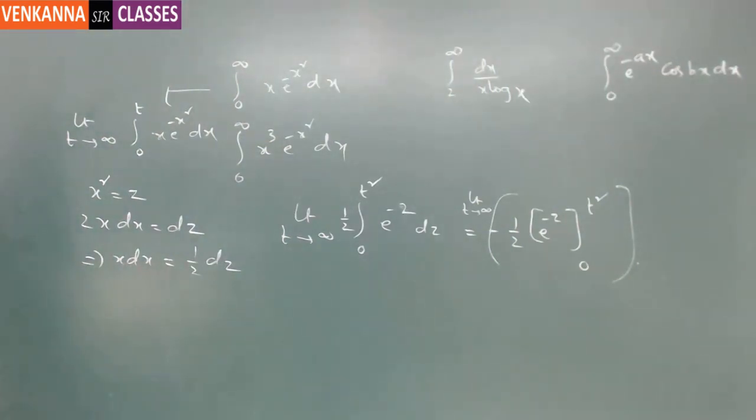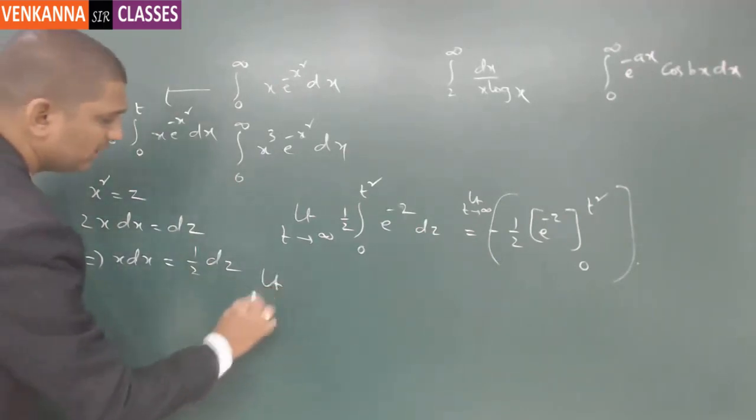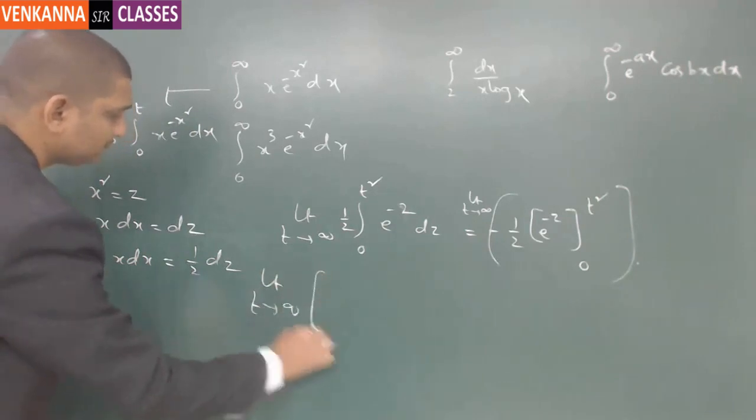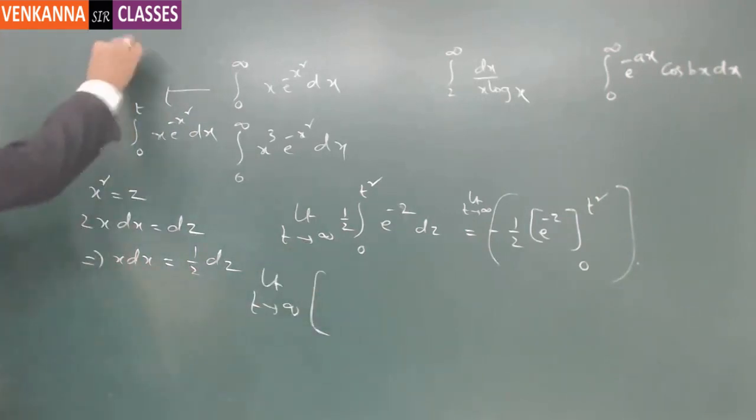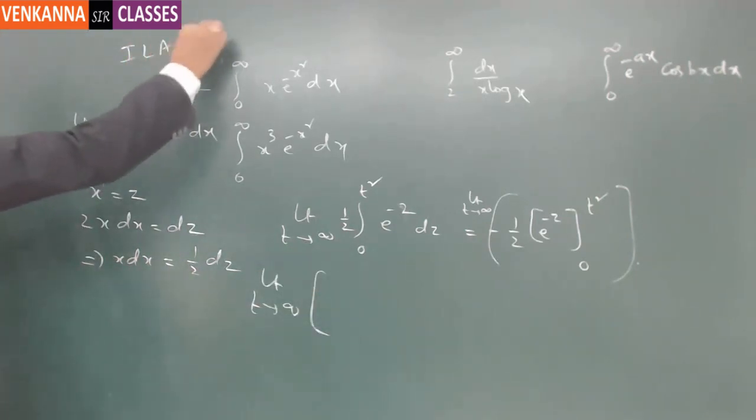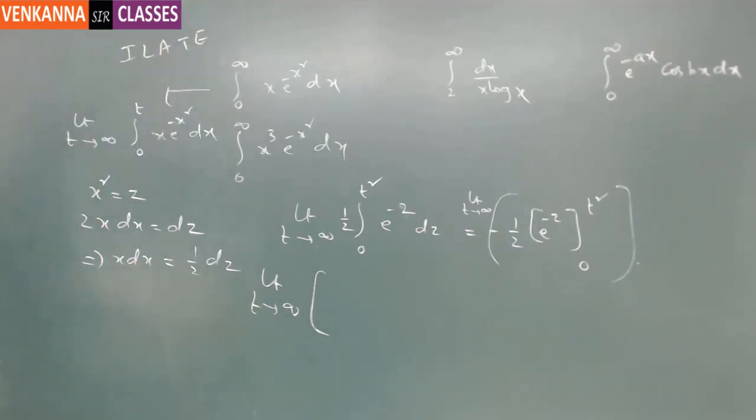This is one way of solving that. Otherwise, you can do integration by parts also. That is also acceptable. So if you want to do integration by parts, it will be limit t tends to infinity. So use the formula ILATE: inverse, arithmetic, trigonometric, exponential.